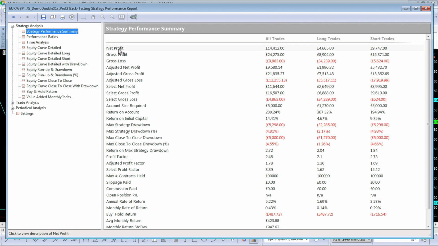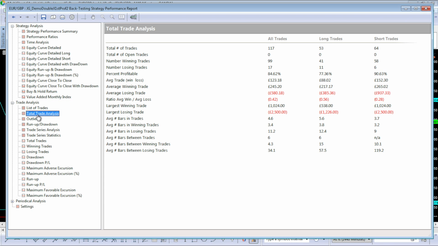Making £14,400. This is trading just one full lot of Forex. Taken 117 trades, £123 average per trade. That's 12.3 pips. We haven't got any costs here, but by the time we've taken a few pips worth of costs, we're still going to have a large average trade. It's not going to affect our edge very much.